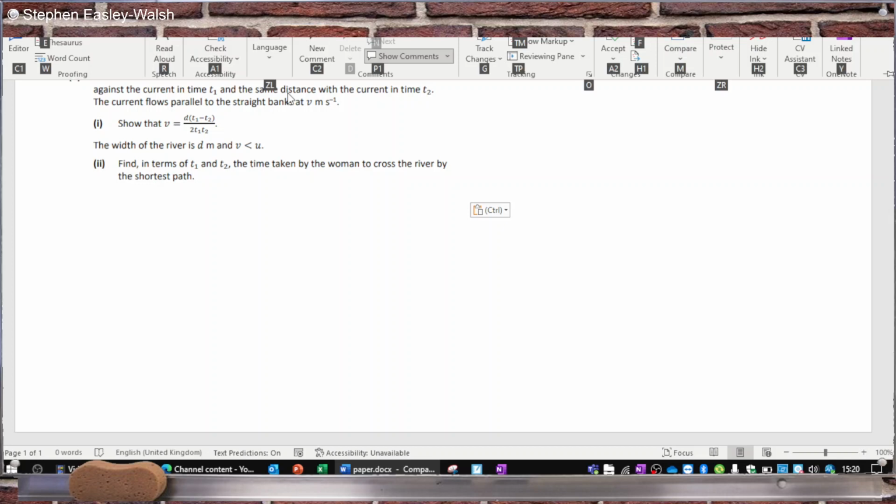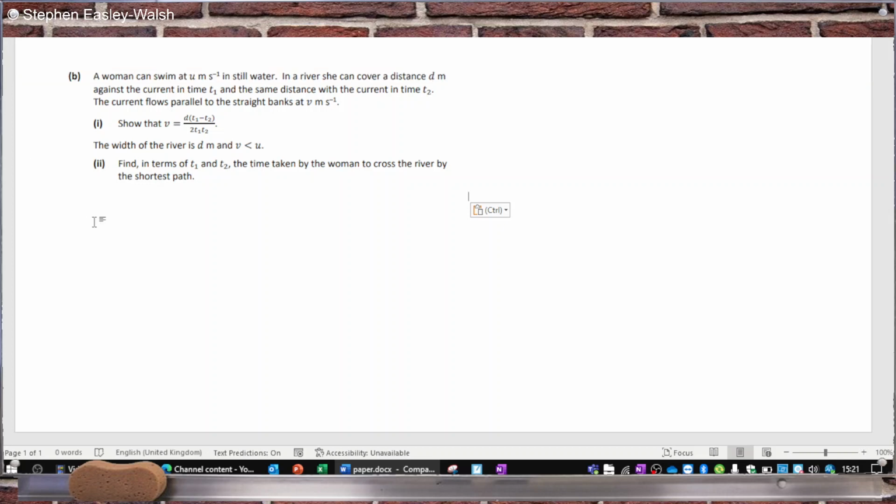Okay, let's have a look now. A woman can swim at u in still water. In a river, she can cover a distance d against the current in time t1 and the same distance with the current in time t2. The current flows parallel to straight banks at v. Show that v... Okay, so maybe I could start with the total time.